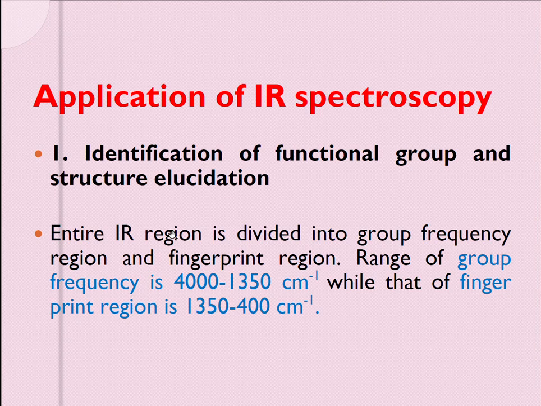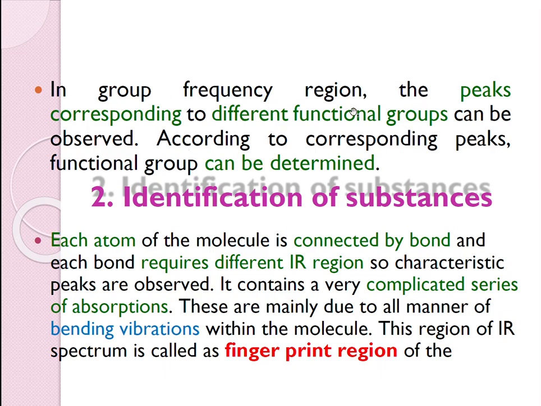Now, this is our final topic, applications of IR spectroscopy. We have already seen that IR spectroscopy can be utilized for the identification of any functional group and thereby the identification of the overall compound. So the entire IR region is divided into group frequency region and fingerprint region. The range of group frequency is 4000 to 1350 per centimeter, while that of fingerprint region is 1350 to 400 per centimeter. In the group frequency region, the peaks corresponding to different functional groups can be observed.